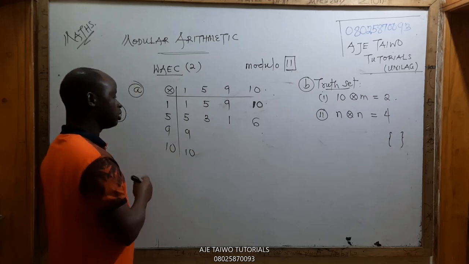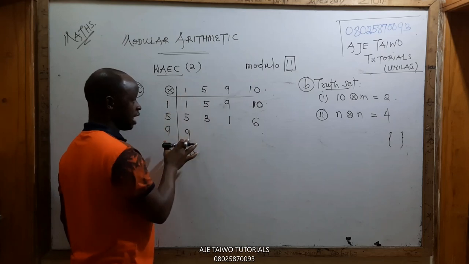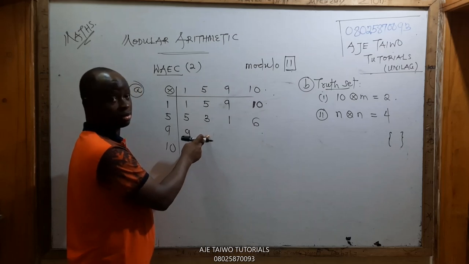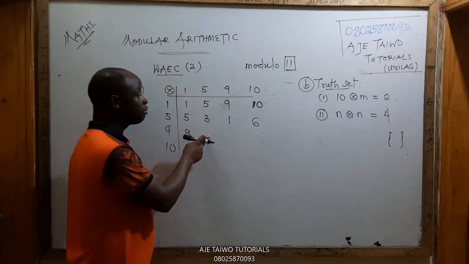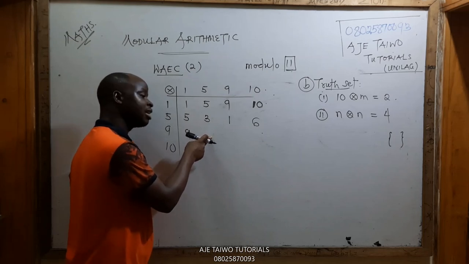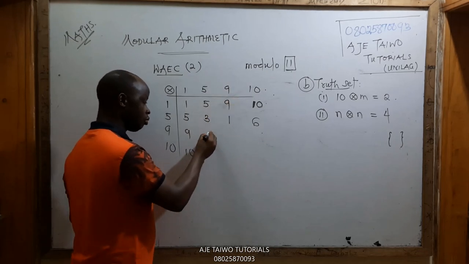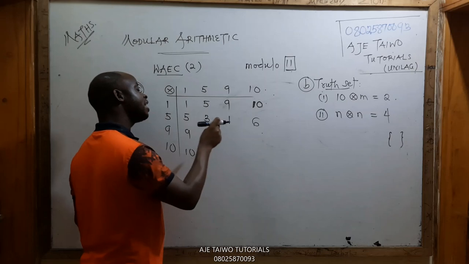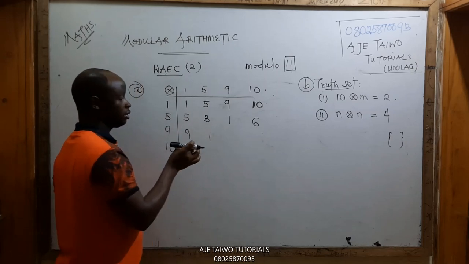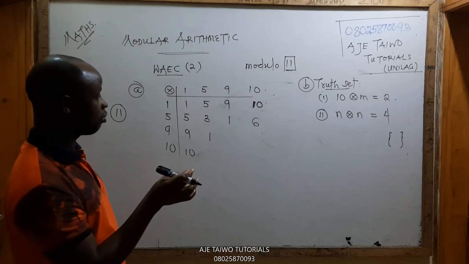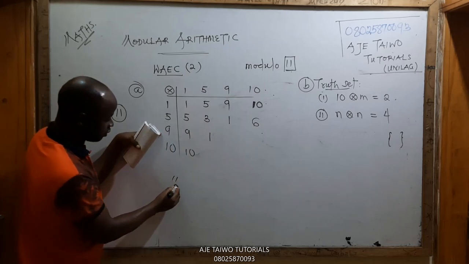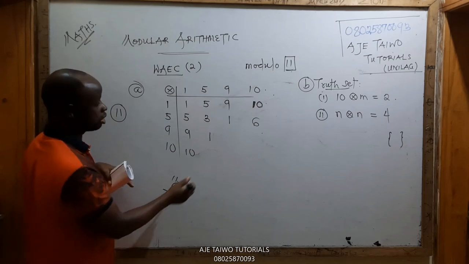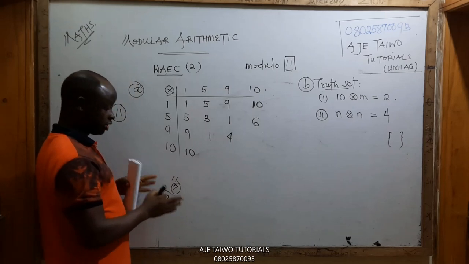Put it here down. Let's do it again. 9 times 1 is 9. It's not 11. 9 times 5 is 45. How many 11 can we see in 45? 4. That's 44. Remainder 1. 9 times 9, that's 81. How many 11 can we see in 81? That should be 7, that's 77. 77 from 81, remainder 4. Just check what I'm doing.